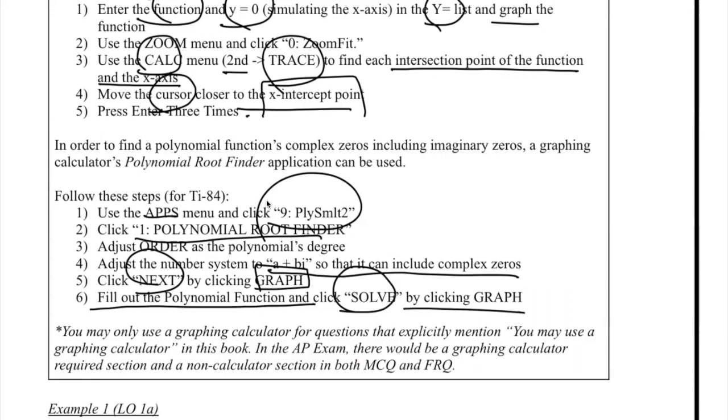Because if you don't know how to do this, the only way you can find zeros of a polynomial function is through factorization, which takes you a lot of time. So if it is a graphing calculator required section, or if the question in this textbook says you may use a graphing calculator, do utilize these functions. It does save you a lot of time.